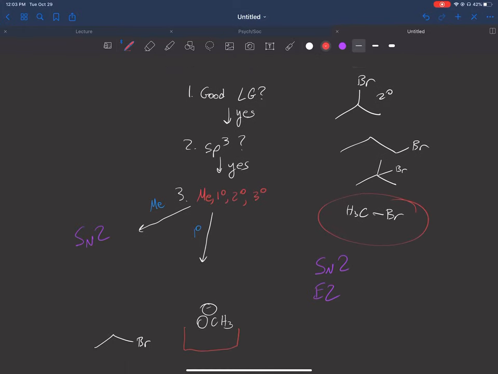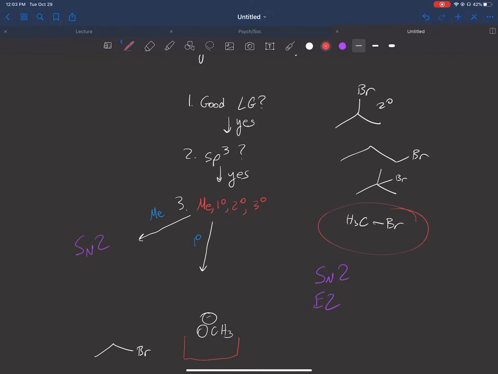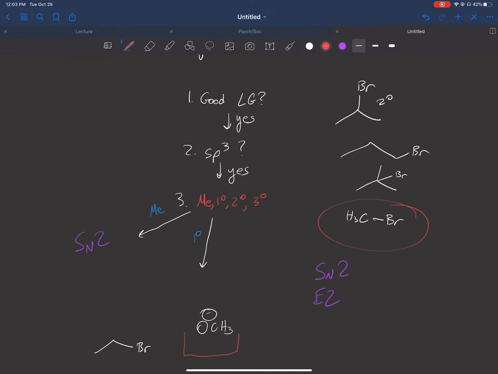Whereas substitution reactions prefer it to be a nucleophile, okay? So OCH3 minus, or something like OH, they are good nucleophiles because they're small and they're good bases, right? Well, now still, this doesn't really help us too much. Is it SN2 or E2?